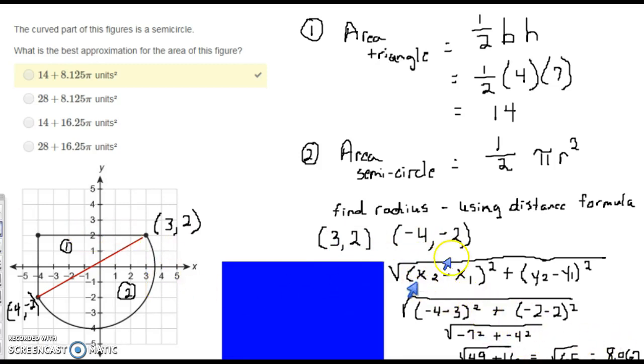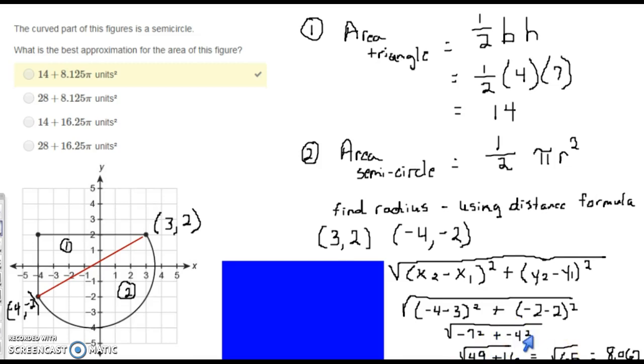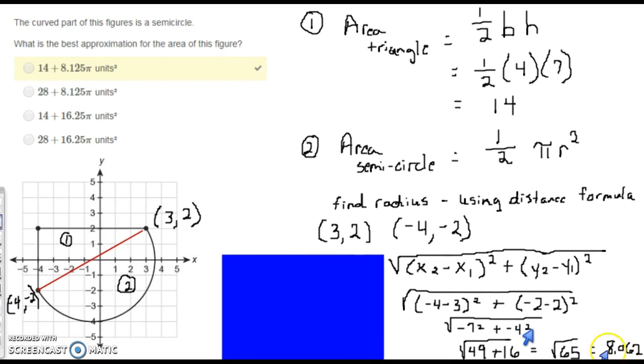So we've got x2 minus x1, so -4 minus 3 squared plus -2 minus 2 squared. -7 squared is 49. Hopefully you can see that. That's 49. Plus 4 squared is 16. And that's going to give us square root of 65. The square root of 65 is 8.062. And so that is our diameter.